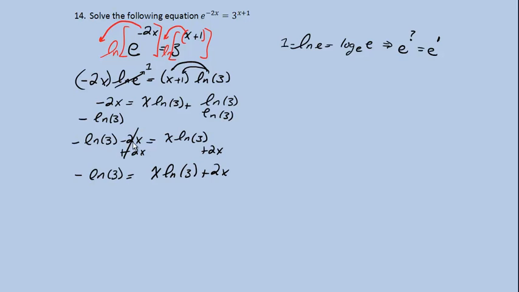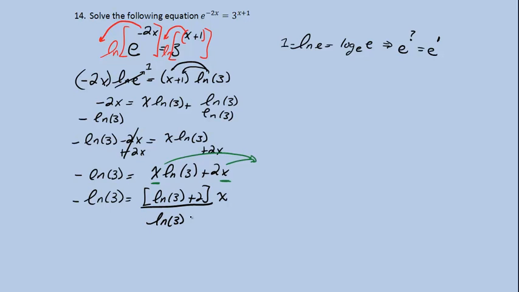So hopefully now we recognize that we have an x in this term and an x in this term, so we can factor these x's out. On my left side, I'm still going to have negative ln of 3, and that's going to equal the quantity of ln of 3 plus 2, all times x. In order for me to solve for x, we're going to divide both sides by ln of 3 plus 2. This cancels, so x will be equal to the negation of ln of 3 all over ln of 3 plus 2.